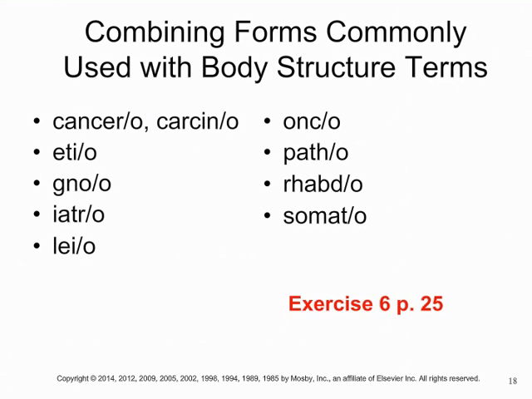Here we get to combining forms that are used with body structures, so we're going to be seeing these words a lot throughout the chapter. The major one, cancero or carcino, both of these words mean cancer. So throughout the textbook, there's going to be instances where you see more than one medical word meaning the same thing, like cancero and carcino.